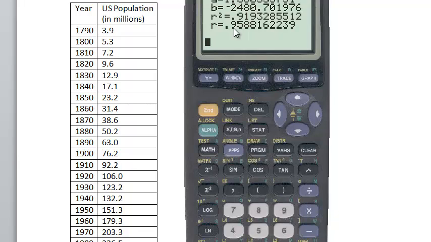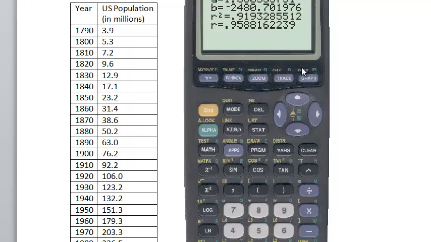A correlation coefficient of 1 would mean a perfect fit. A correlation coefficient of 0 would mean there's absolutely no pattern at all, it'd just be a cloud of points in your scatter plot. And a correlation coefficient of -1 would mean a perfect negative correlation. In this case, 0.96 is a pretty good correlation. There's clearly a relationship: as years are progressing, population is increasing, so it's a strong correlation here.